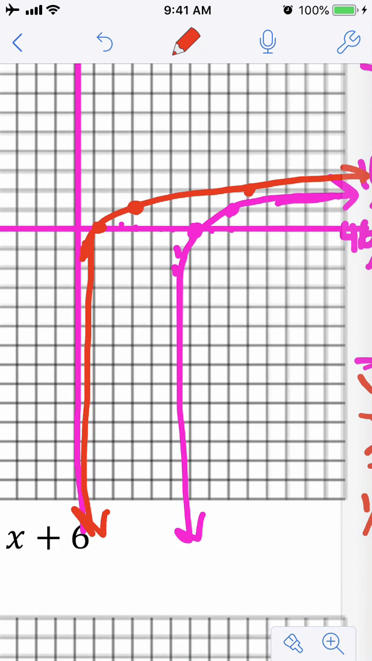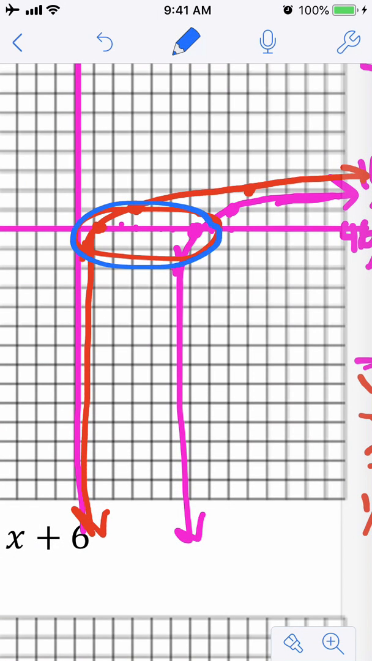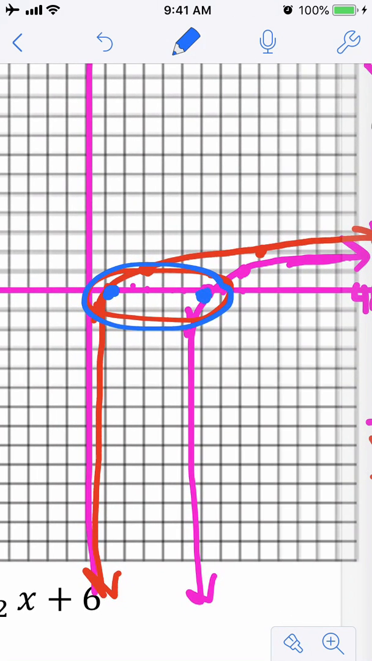Compare those two. How is the pink one related to the red one? Looking specifically here, let's track it. If I look right here, from 1 to 6, how far over did that go? That went to the right, right 5 spaces. That's exactly what it did. From the parent function, from the original, it went right 5.